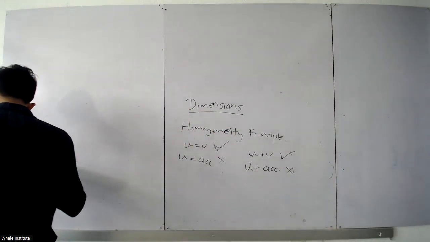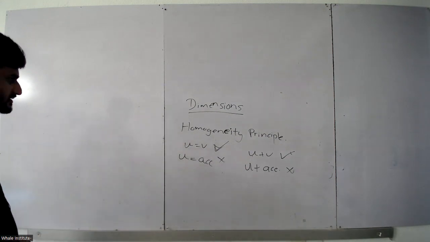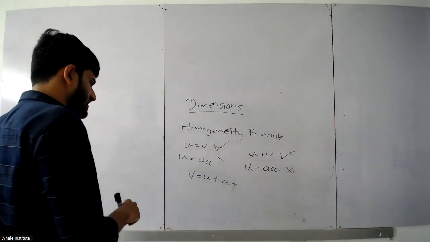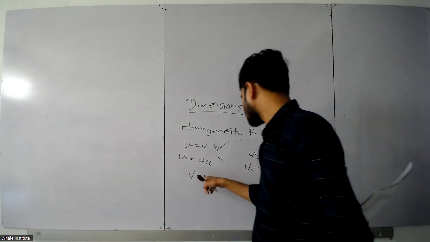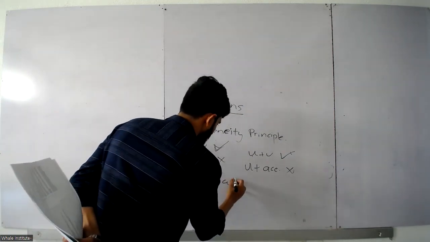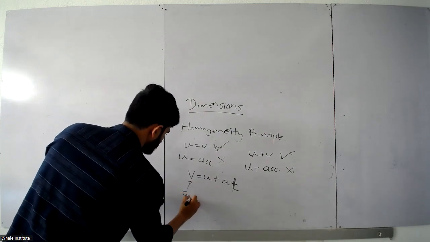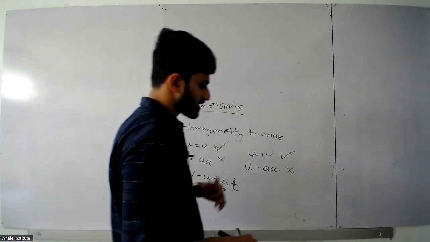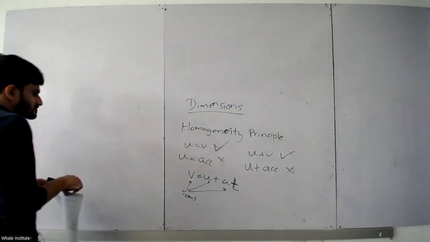Let's take an example: v equals u plus at. Terms are separated by the symbols plus, minus and equals. This is plus, okay? And there are three terms in this equation. A product or a division counts as one term.